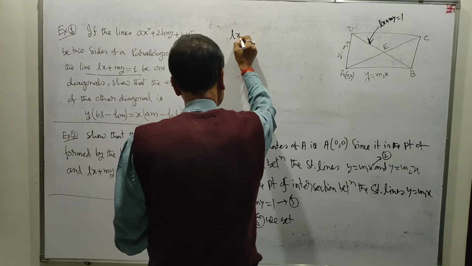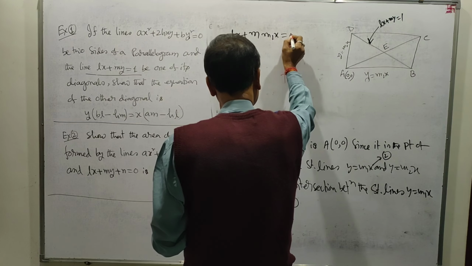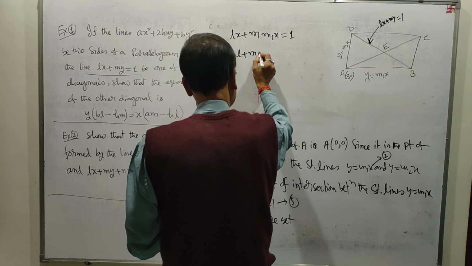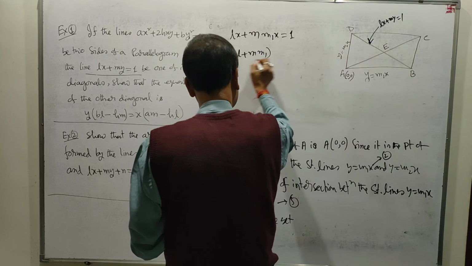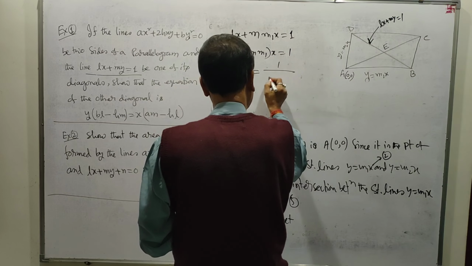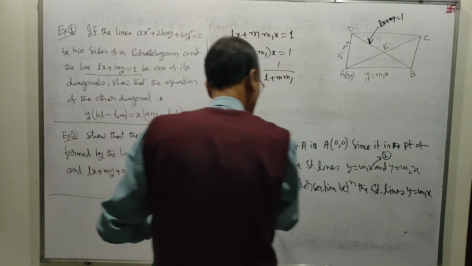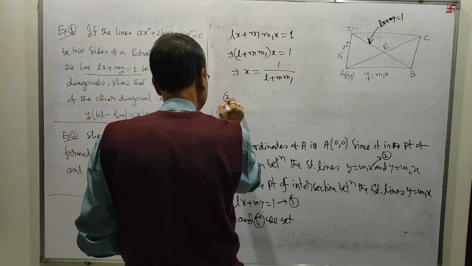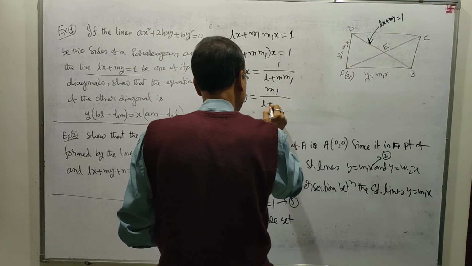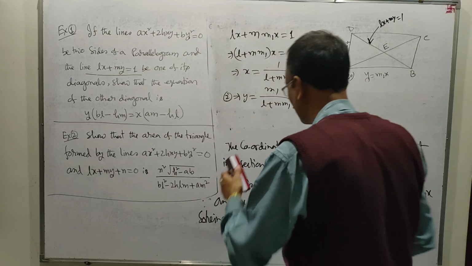Lx plus m1x equal to 1, L plus m1 into x equal to 1. This means x is equal to 1 by L plus m1. Now 2 implies y is equal to m1 divided by L plus m1.